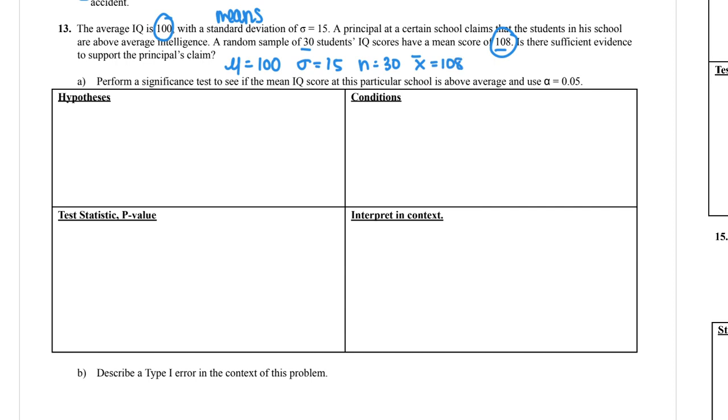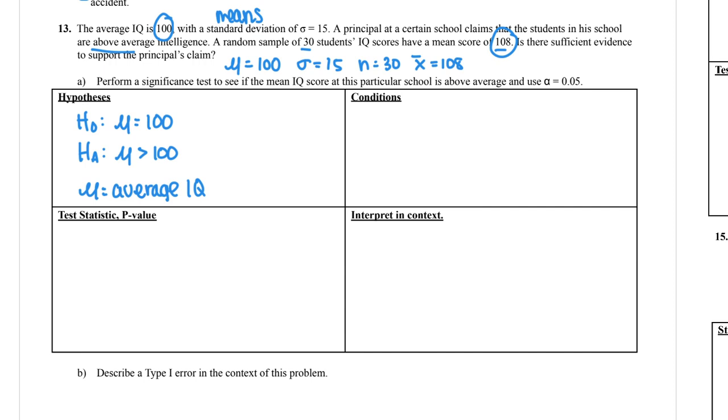So for the hypotheses, since it's a one sample mean problem, our null is that mu is equal to 100. Our alternative hypothesis, they're claiming that the students are above average, so that means mu is greater than 100. And mu equals the average intelligence, or average IQ, I guess I should say.